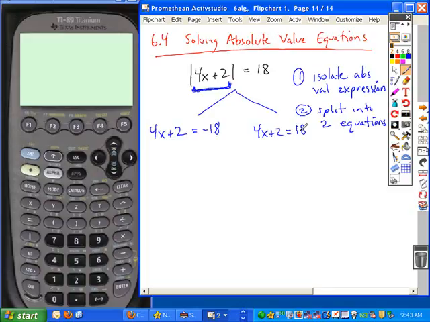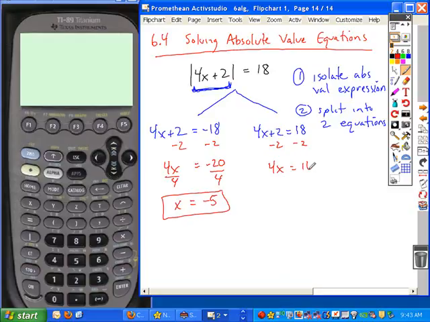Okay, and now you can look to solve each of these equations separately. So when we solve this, we can isolate our variable expression. So 4x is equal to negative 20 by subtracting 2 from both sides, and then completely isolate your variable by dividing by 4. So one possible solution is x equals negative 5. And then the other possible solution, we solve the equation on the other part that we split away. So here we would subtract 2 once again, leaving a 16, divide by 4 once again, and we get x is equal to 4. So here are our two solutions.